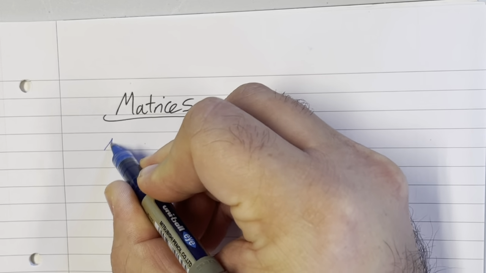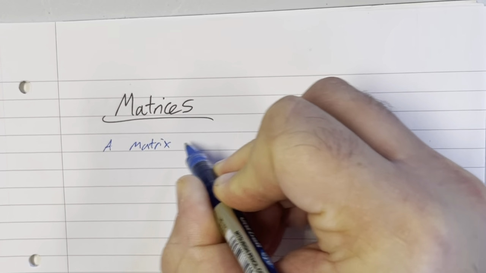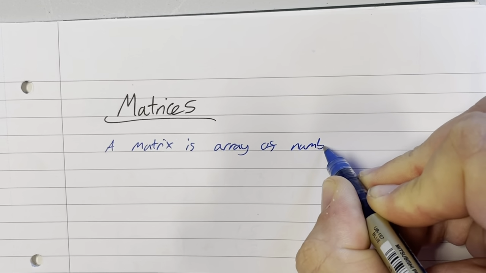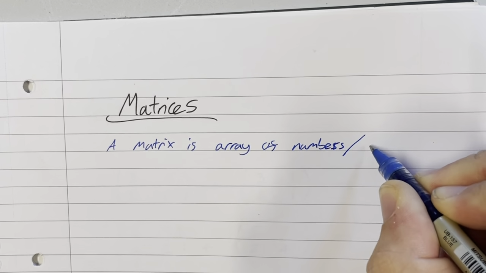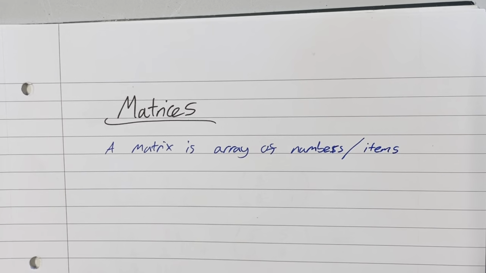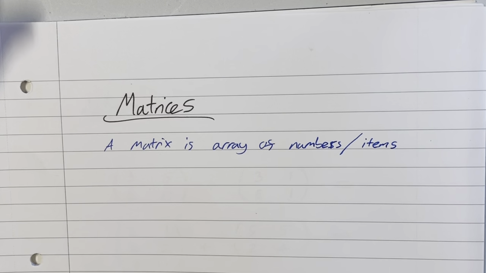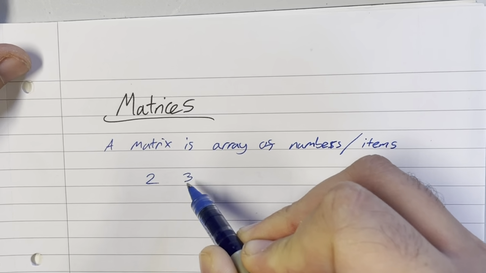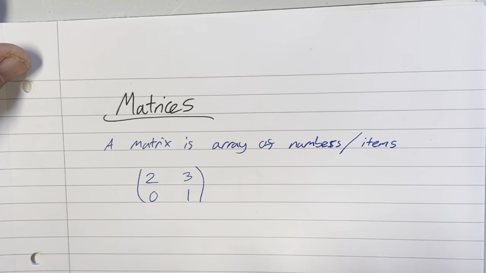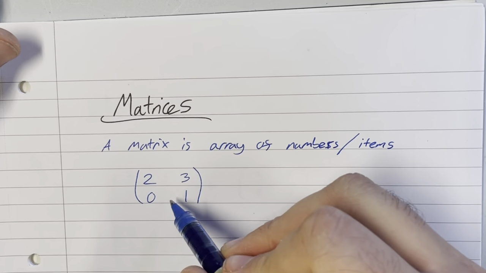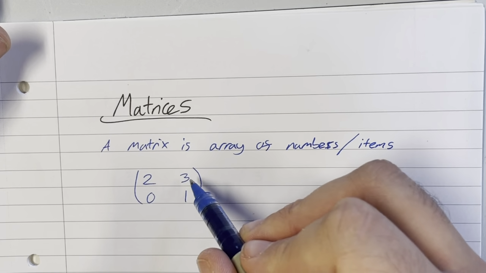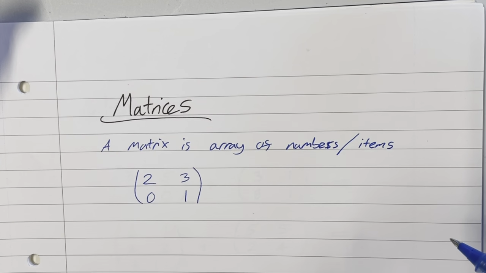Well, essentially a matrix is what we call an array of numbers or items. So you might have some algebra kicking around in matrices as well. So for example, we might have the array 2, 3, 0, 1, and that is a matrix. Okay, it's not just a number. It's, in this case, 4 numbers, and the numbers in particular positions. The position of each number is specific to that number.